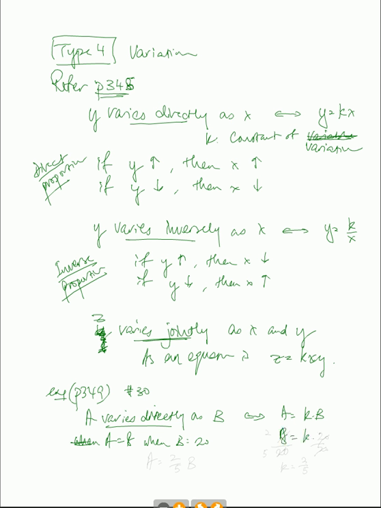So 8 is equal to K times 20. And if you divide by 20 on both sides, it tells you that K is equal to, let's reduce that, 8 over 20, if I divide by 4, is 2 over 5. So as an equation, A is equal to 2 over 5 B.